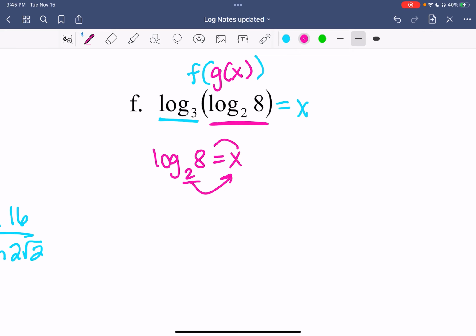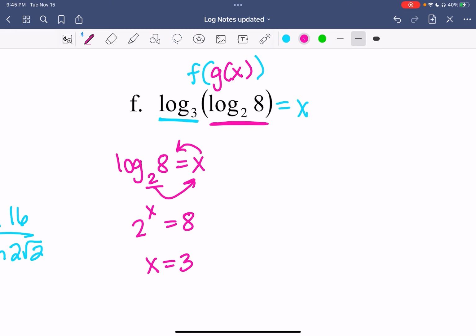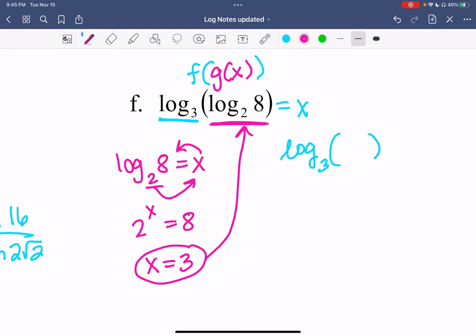We're going to switcheroo: 2 to the power of x equals 8. By looking at that, I do know that x equals 3 just because 2 times 2 times 2 is 8. Now this answer, I'm going to substitute it in here. So then my next work will be log base 3, and then that middle part, log base 2 of 8, was equal to 3.